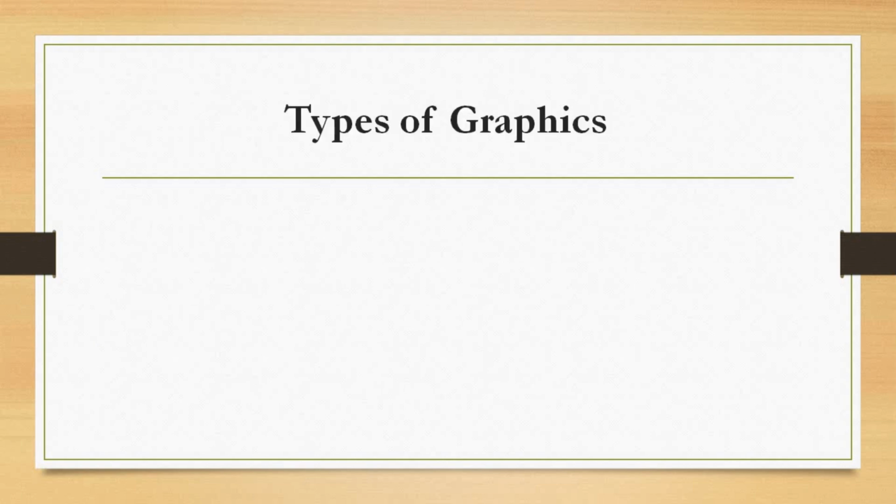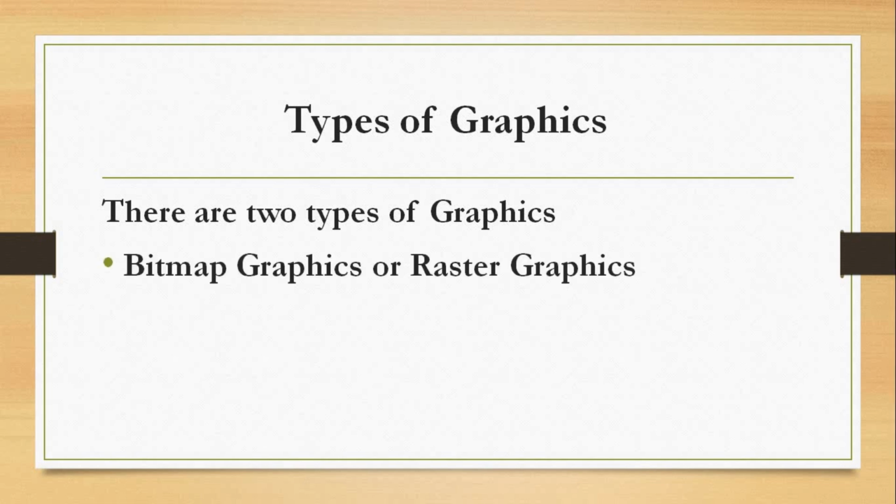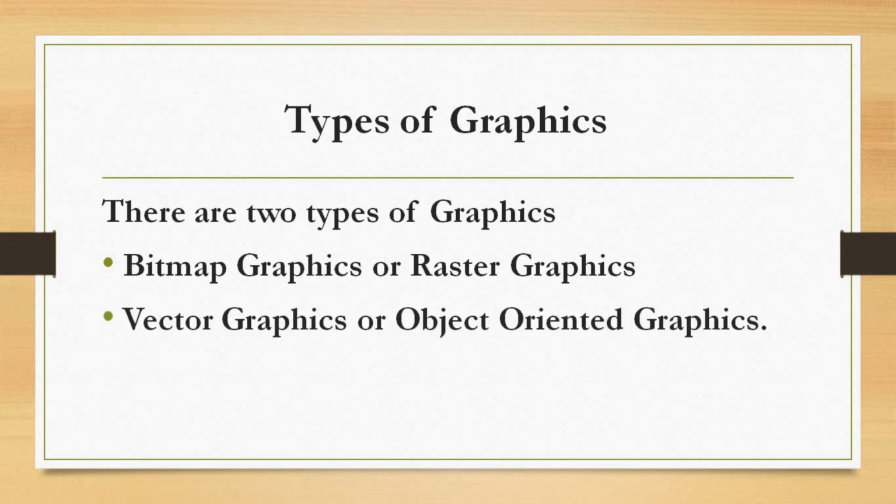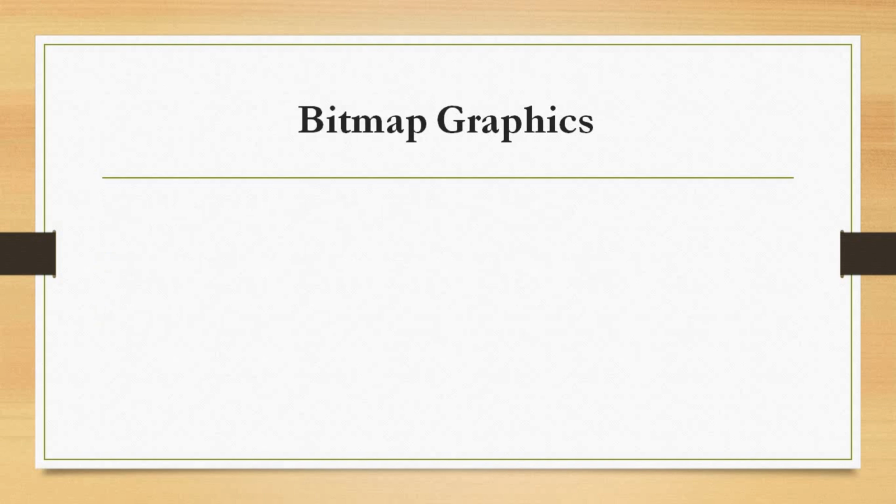Moving on to types of graphics. Actually there are two types of graphics. Firstly, bitmap graphics, which is also called raster graphics. And the second type, vector graphics, which is also called object-oriented graphics. So let's see what bitmap graphics and vector graphics are.